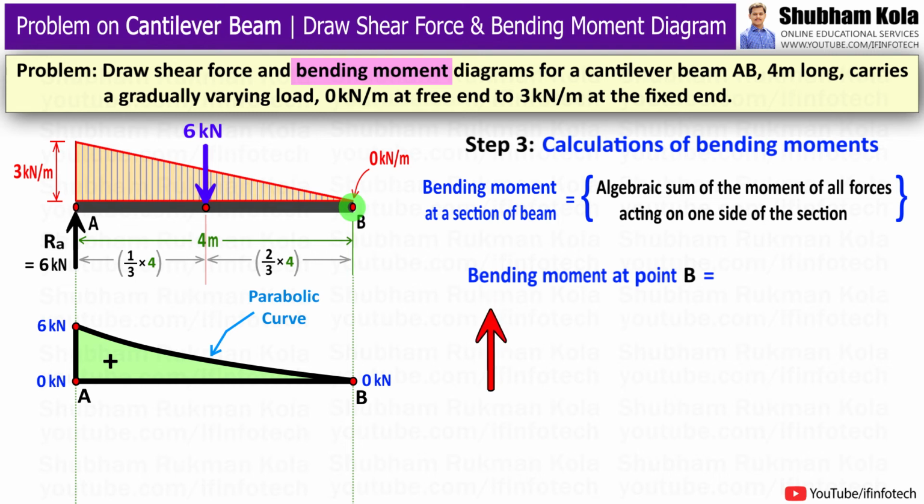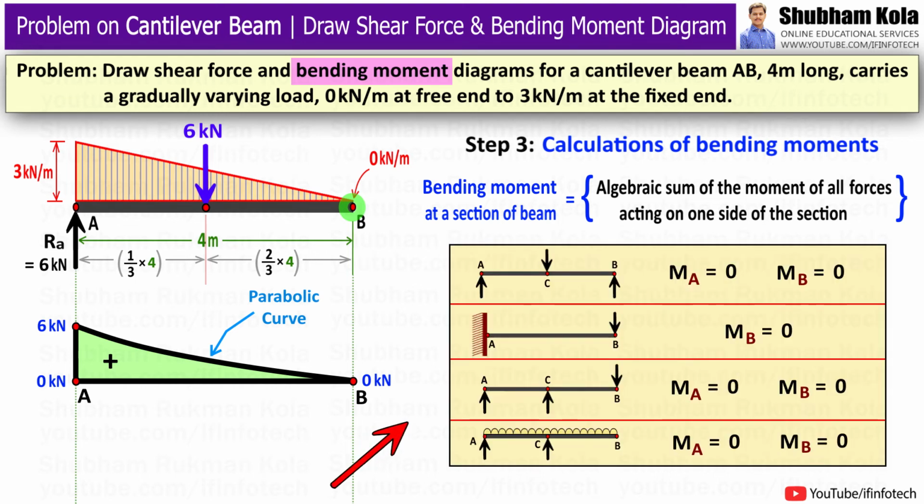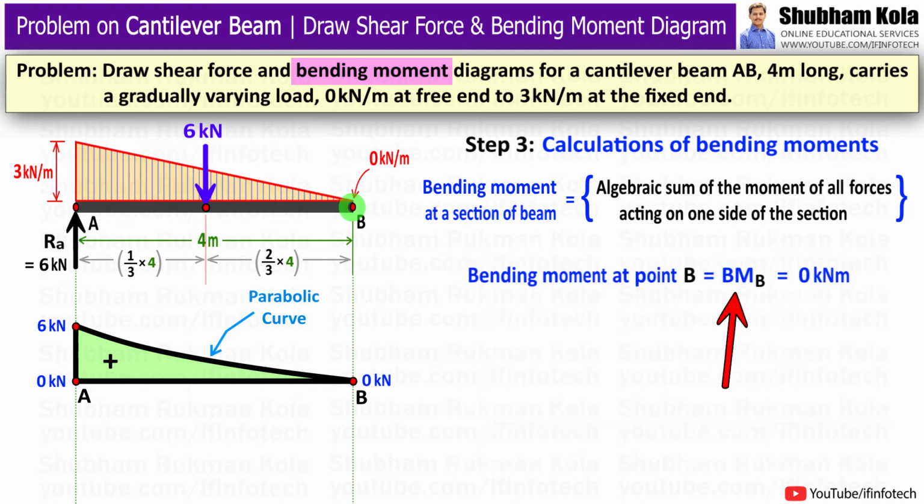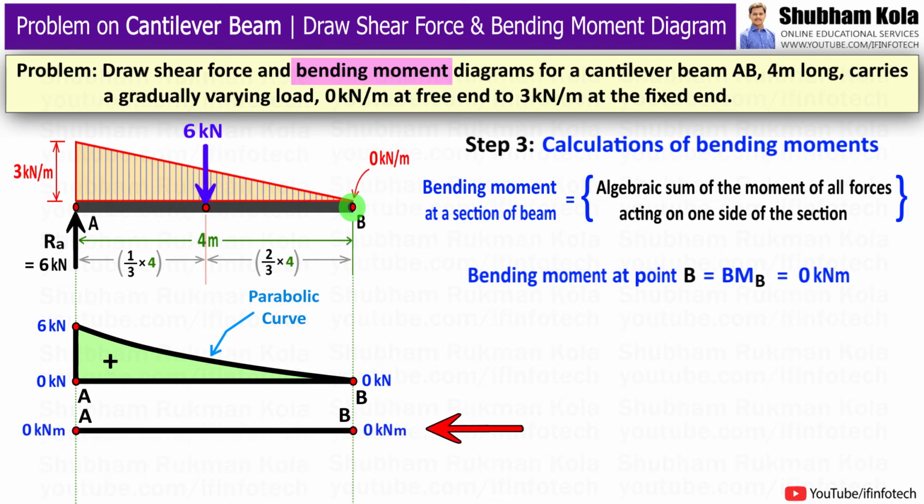So whenever you are calculating the bending moments, you should remember these conditions. So here for a cantilever beam, the condition is that at the free end of the cantilever beam, the bending moment will be 0. That is BM suffix B equal to 0 kN meter. So to draw the bending moment diagram, firstly I will draw the reference line of 0 kN meter bending moment. So I will mark this value with a point on the reference line.